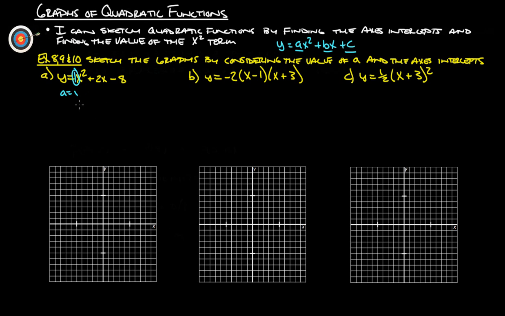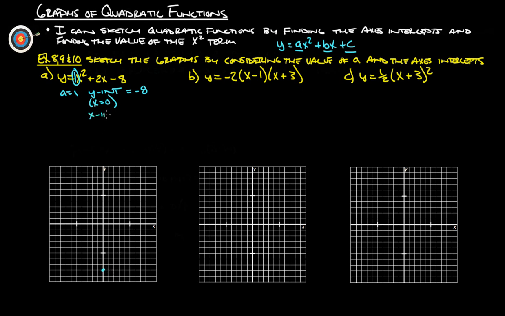So since A equals 1, from our previous section, we know it's going to be like a smiley face here. It's positive 1. Okay? Now we also want to find the axes intercepts. So let's say the y-intercept is when x equals 0, right? So if you put in 0 for x here, that's 0, that's 0. Guess what? Our y-intercept is -8. So we know that this thing's going to cross through right here at -8.